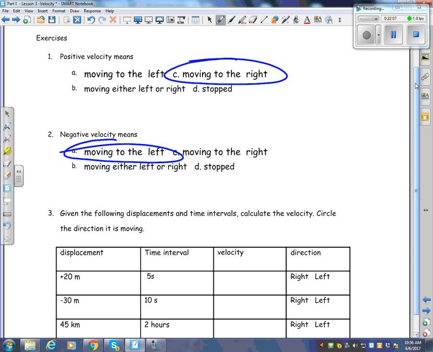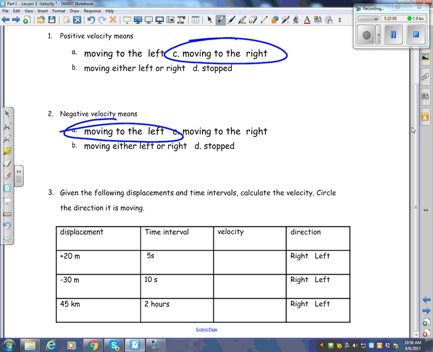Okay. Given the following displacements and time intervals, calculate the velocity and circle the direction it's moving. In every case, you take the displacement and divide by the time. So it's 20 divided by 5, which is 4 meters per second. Minus 30 divided by 10 is negative 3, minus 3 meters per second.